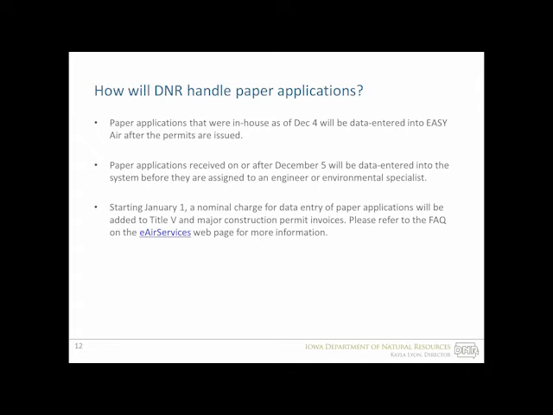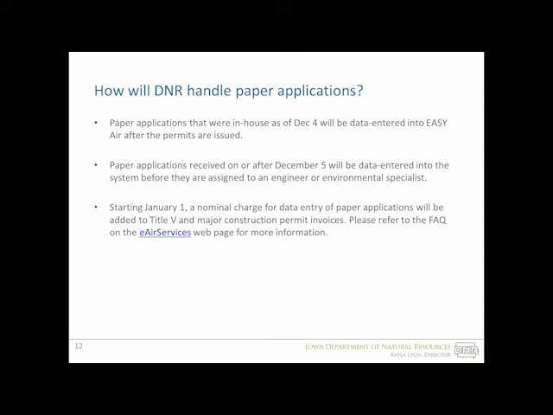Starting January 1st, we will be adding a nominal charge for data entry of paper applications for Title V and major construction permit invoices. There is a frequently asked questions document about the nominal charge on our website that you can review. And really, that's just to cover the time it takes us to put it in the system. And so that's actually an incentive for you to use EASYair.